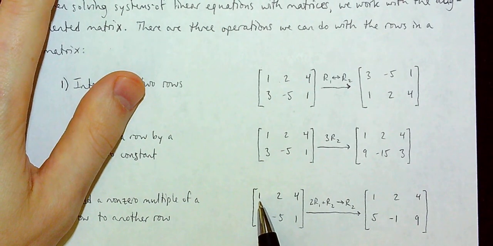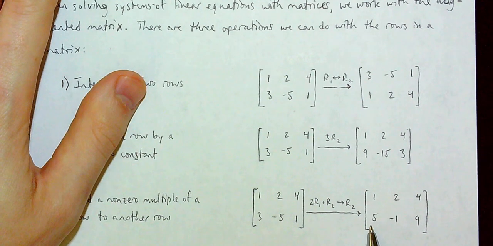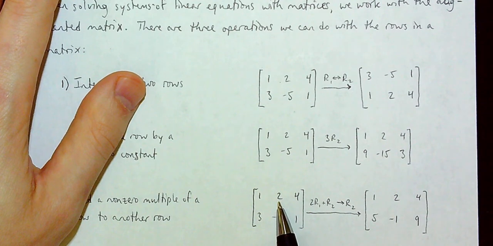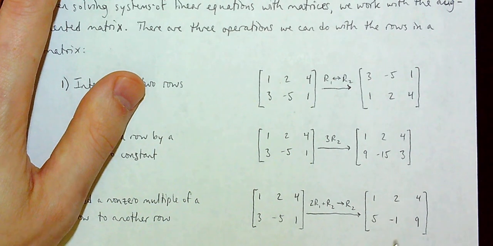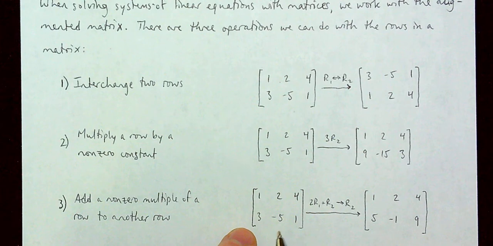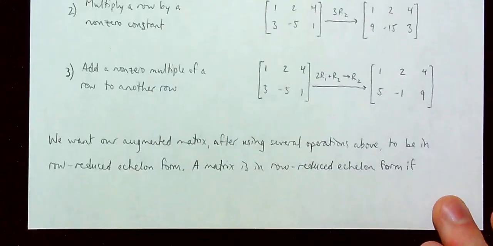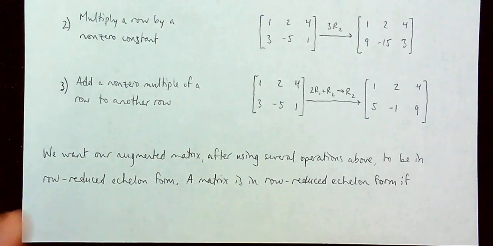2 times 1 is 2, plus 3 is 5. That's why our new entry here in row 2 is 5. 2 times 2 is 4, plus the negative 5 gives me negative 1. And then 4 times 2 is 8, plus the 1 gives me 9. So it's 2 times each of these numbers plus the number underneath it. That gets you the new 3 numbers that are making up your row 2. So those are the 3 elementary row operations that we do with matrices.